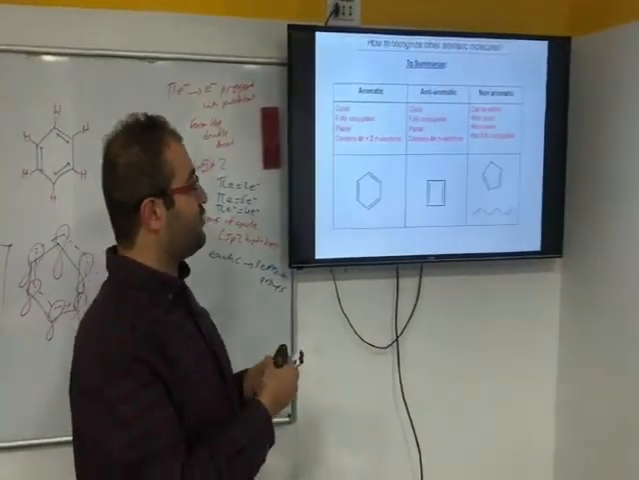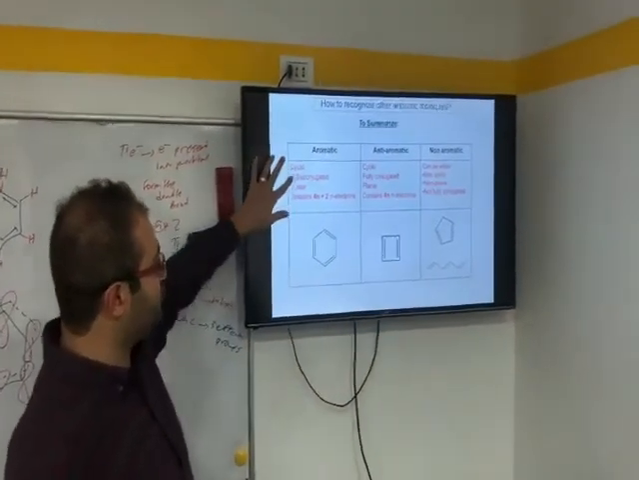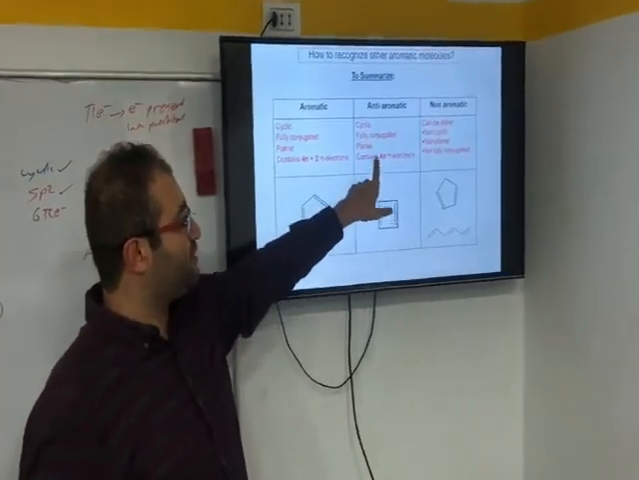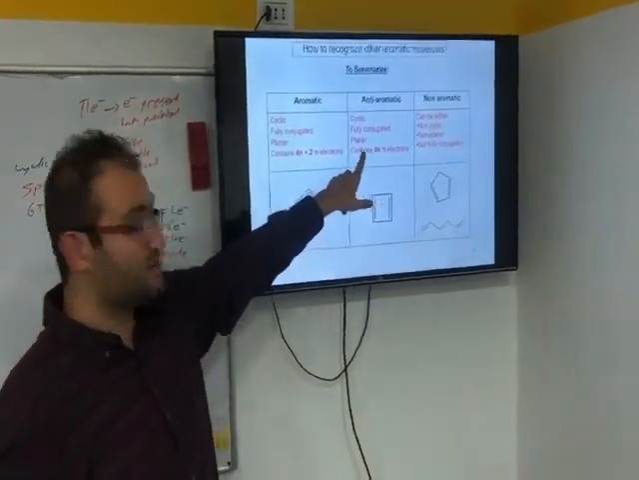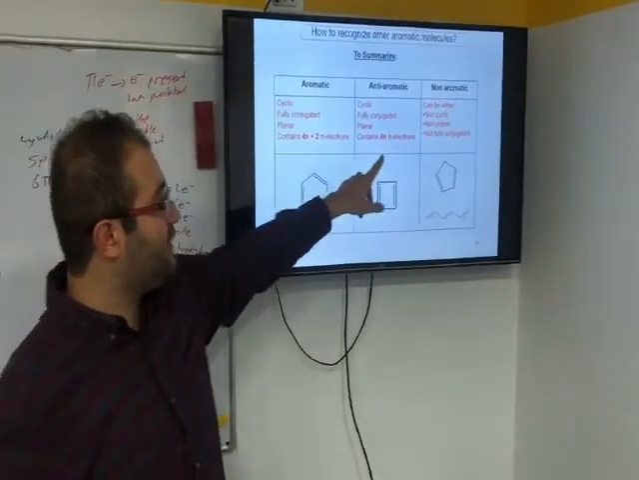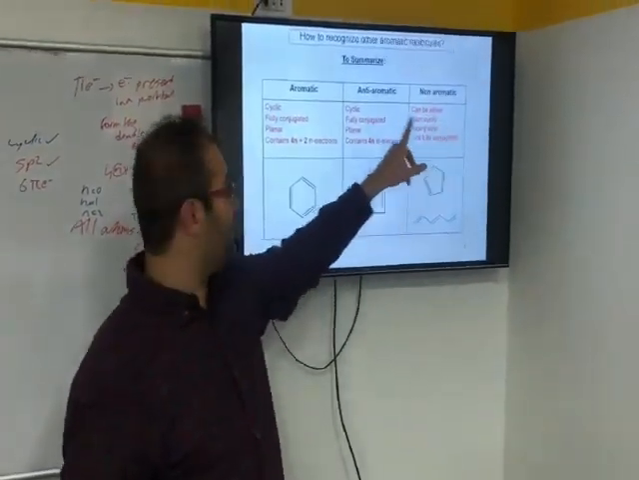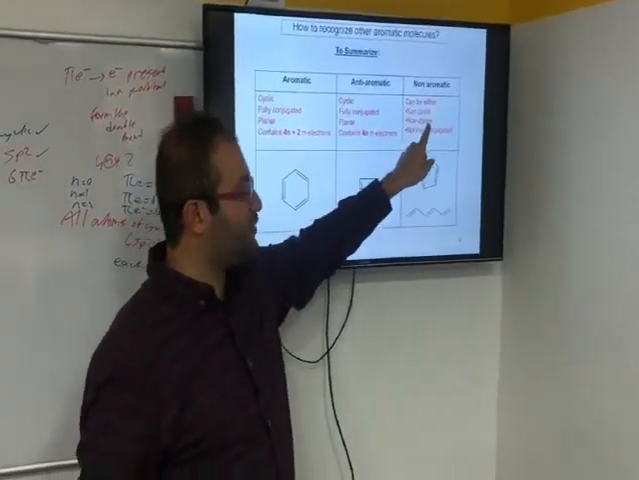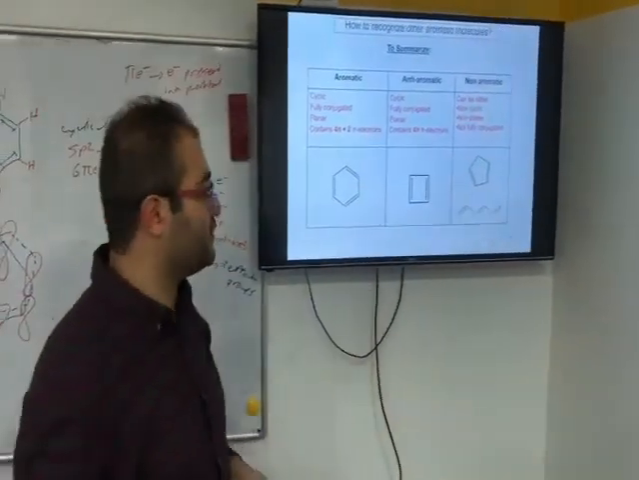Okay? This is a summary of what I said. You have aromatic, fulfilling all the 4 conditions. You have the anti-aromatic structures. They fulfill the first 3, but they have only 4n pi electrons. They do not fulfill the 4n plus 2 rule. And the non-aromatic structures are either not cyclic, not planar, or not fully conjugated.